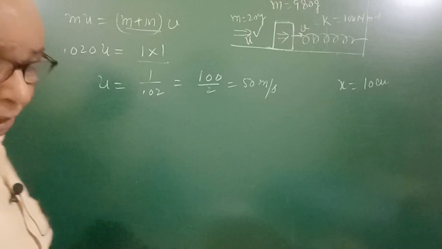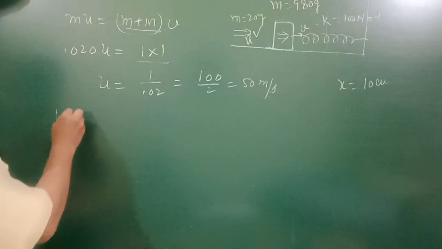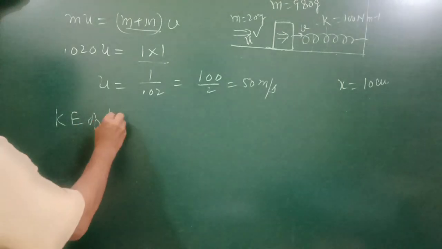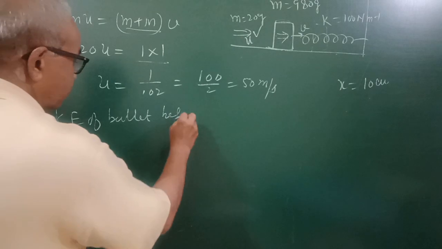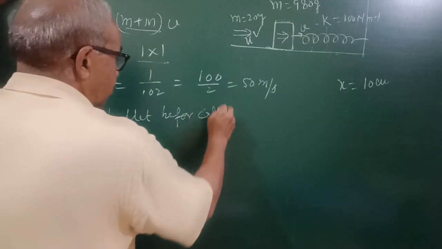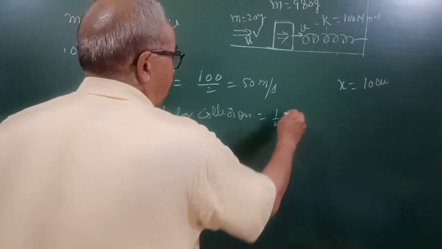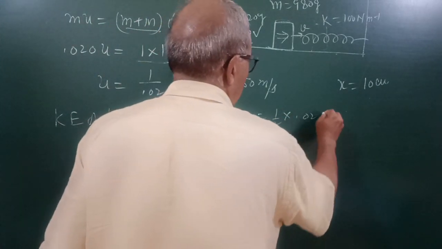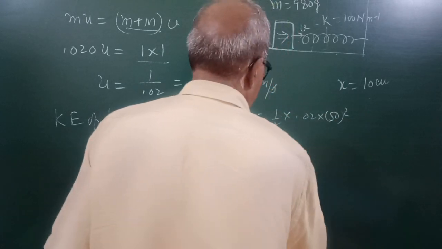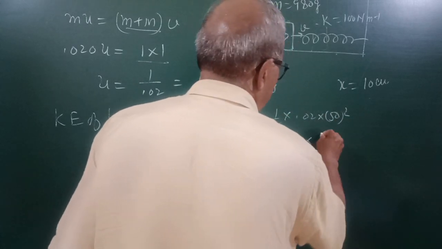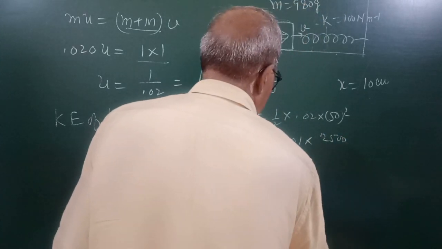Now loss of kinetic energy. So the kinetic energy of the bullet before collision is half m v squared, 0.02 into 50 squared halved, so it is 0.01 into 2500, which is 25 joule.